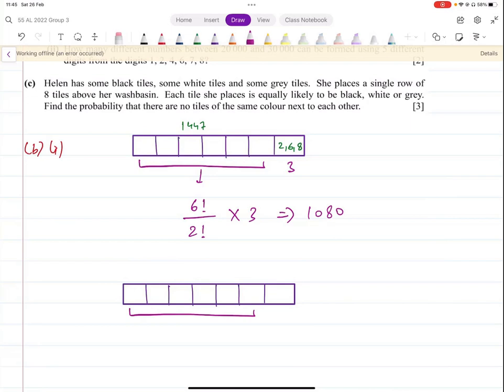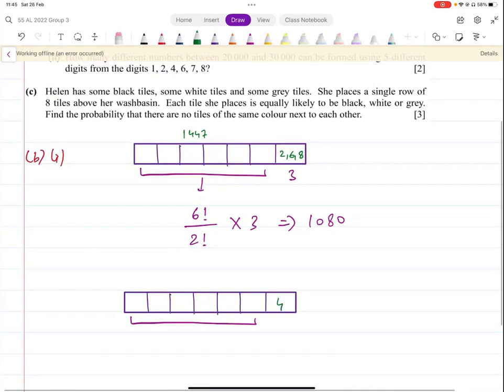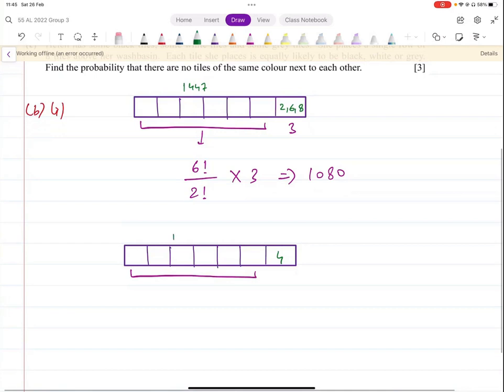If we have 4 at the end, then what numbers are we left with? We're left with 1, 2, 4, 6, 7, 8. These are all different numbers. In how many ways can 4 be placed at the end? There are two 4s. You can put either 4 there, it doesn't really matter because they're both identical. So you've got one way of doing that.